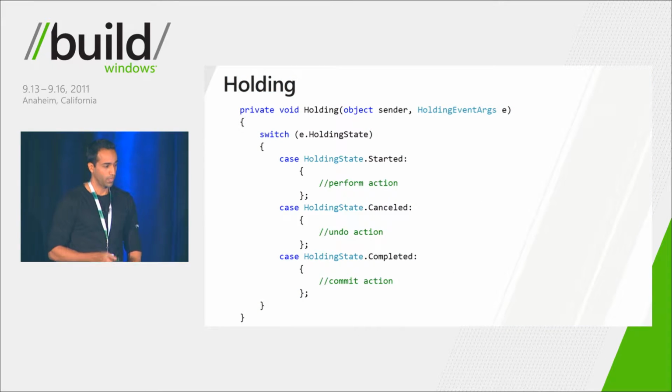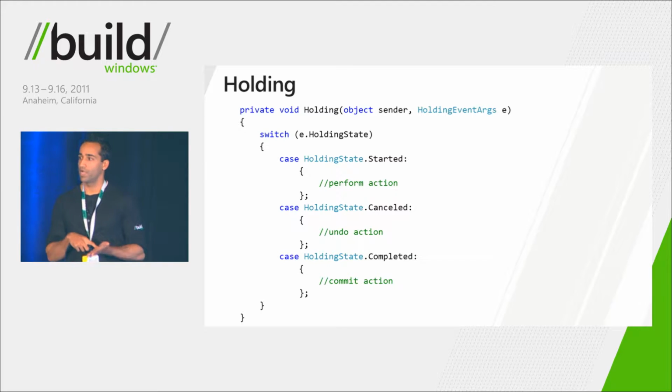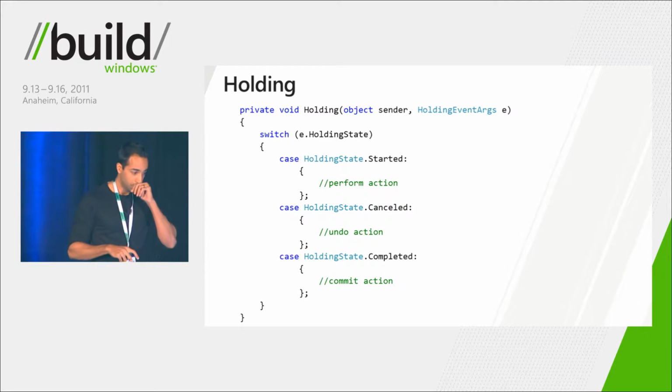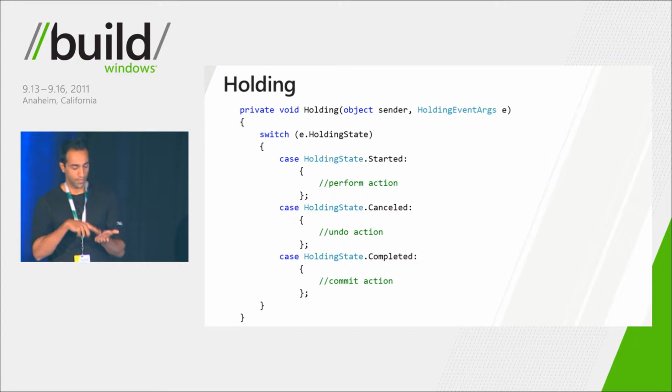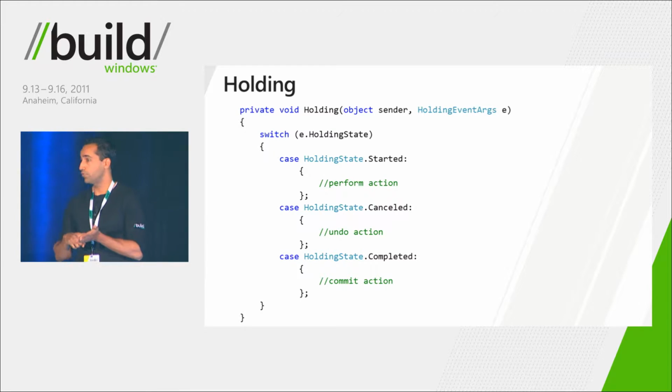OK, so this is the holding code snippet. And you see here that I've got some holding event args and a switch statement. So this event, again, is raised when the gesture recognizer detects input. So I press my finger on a UI element, I dwell there for a certain amount of time, and we raise this holding event to that UI element. And what will happen initially is that we'll get a holding event with the holding state equal to started. And depending on what I do next, one of two things could happen.